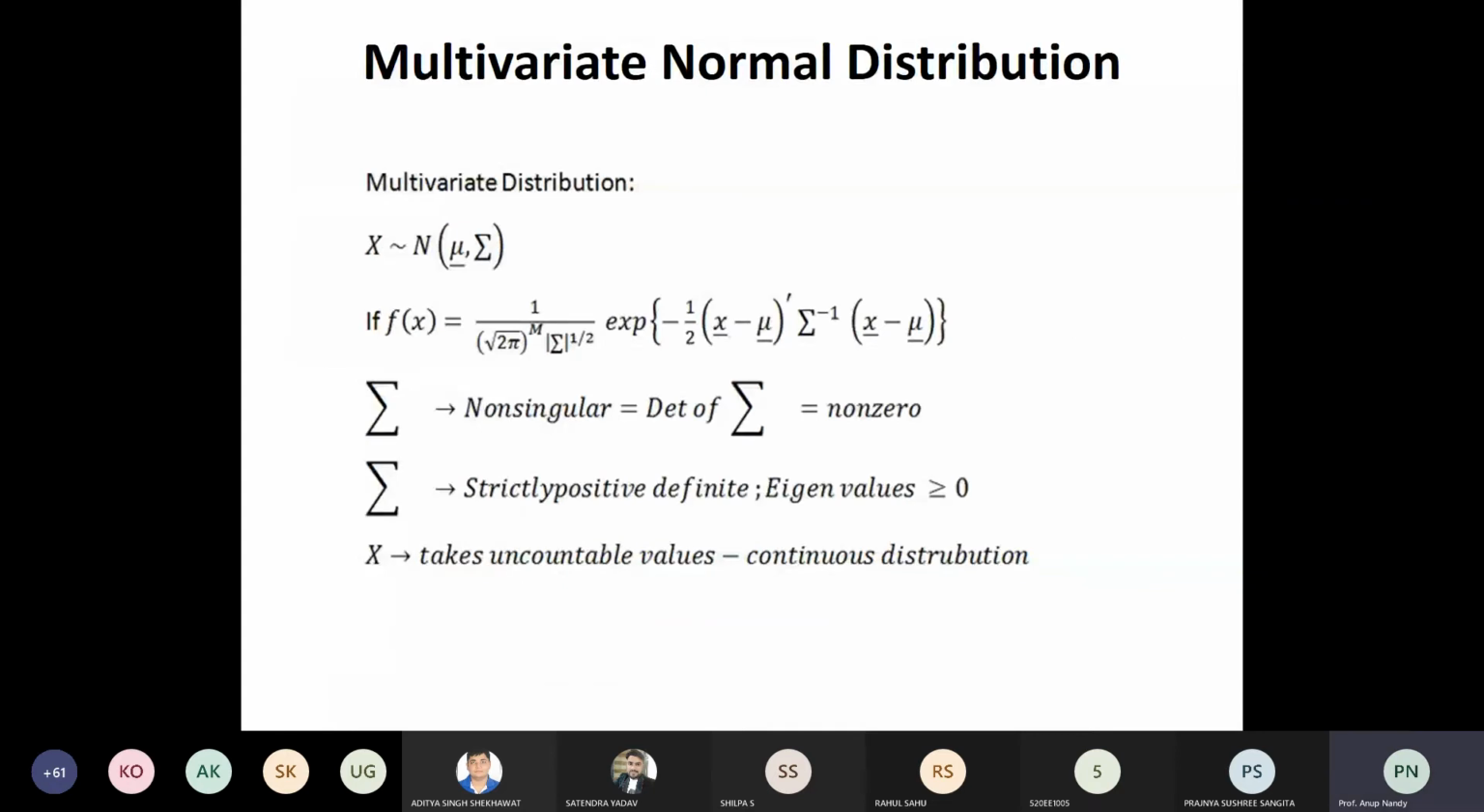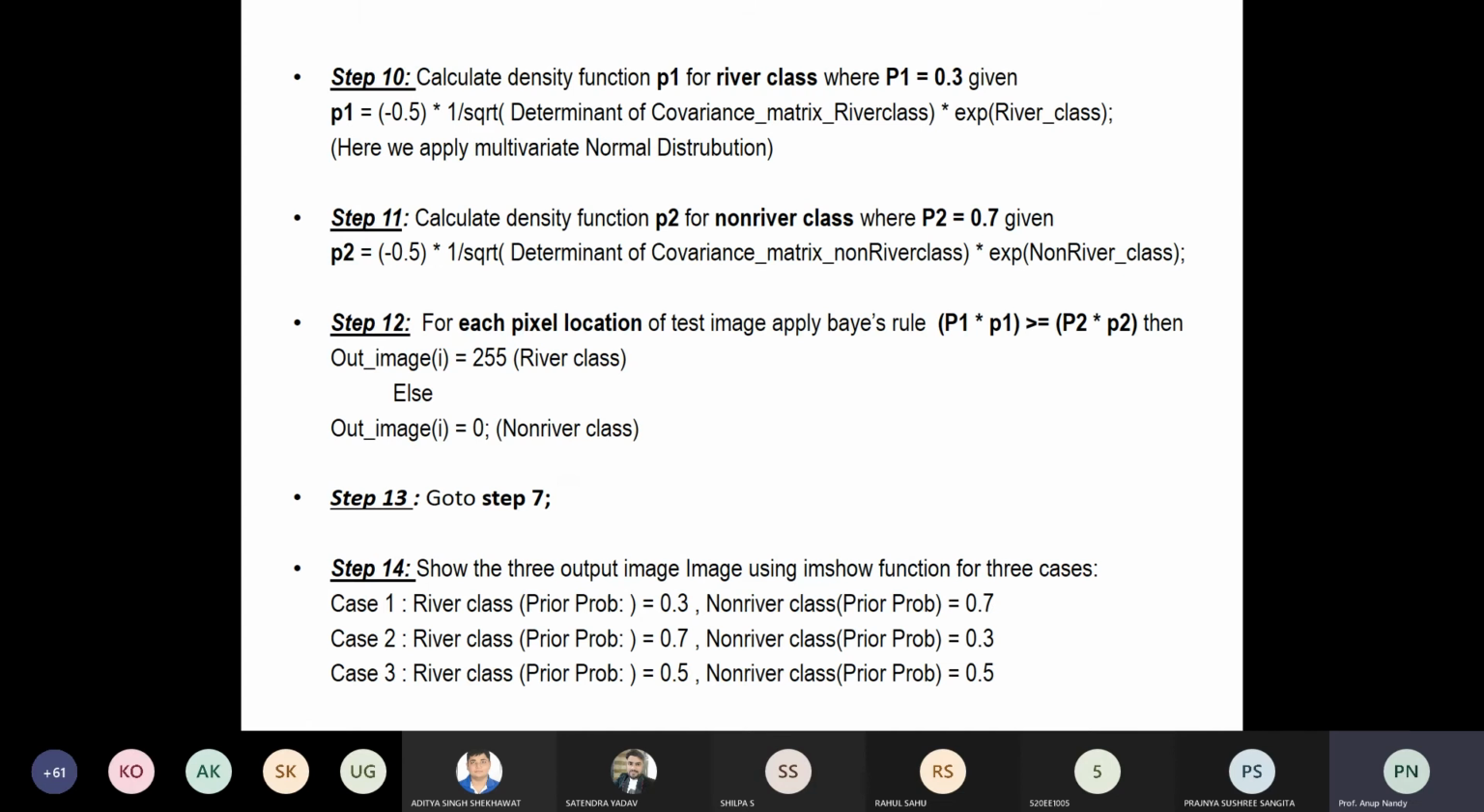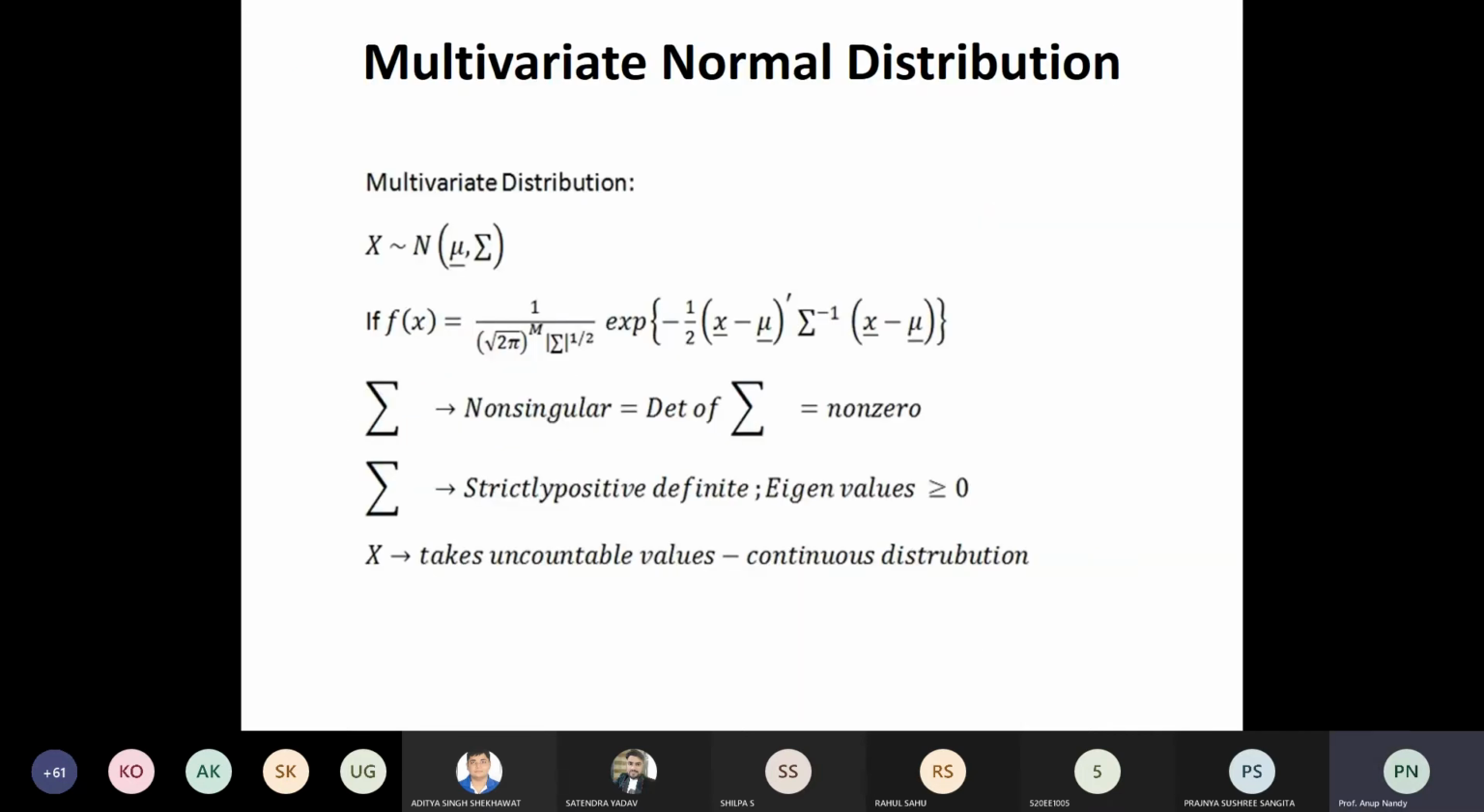Then these are the formulas that you have to implement: 1 by root over 2 pi to the power m, exp of minus half x minus mu, determinant of sigma. Actually, this 0.5 should be within these things. There is a mistake that I have made. This minus 0.5 will be exp of minus half. So whenever you implement it, you have to check that it should be exp of minus half, and this minus half will be within these things.